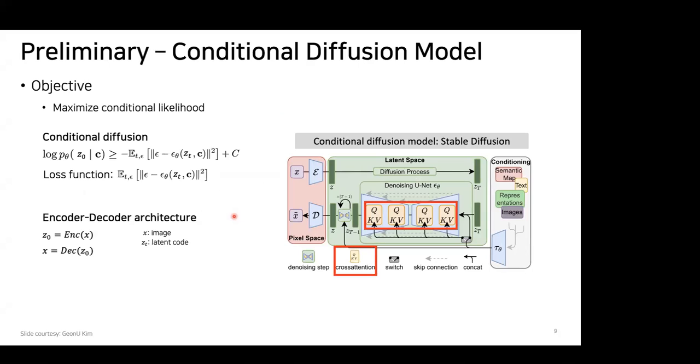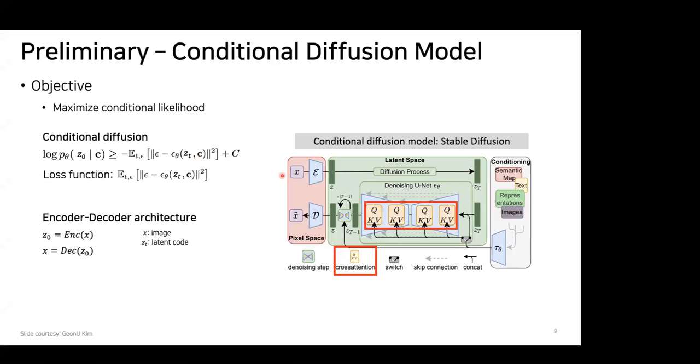And finally, another work is the conditional diffusion model, whose objective is to maximize the conditional likelihood. Basically the loss function is the same as DDPM, but one difference is that it takes C, which is a condition, and predicts the noise conditioned on the noisy image and also this condition C. In text to image models, this C will be text, and any kind of condition can be used, such as a semantic map or other images. And one famous model for conditional diffusion is the stable diffusion model.